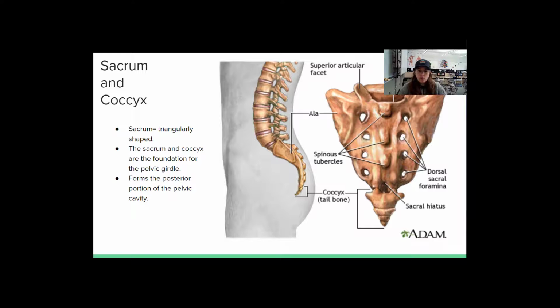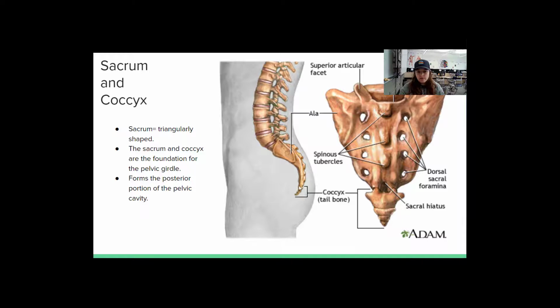Now we're moving even more inferior to the sacrum and the coccyx. The sacrum, as you can see, is triangularly shaped, and the sacrum plus the coccyx form the foundation for the pelvic girdle. It forms the posterior portion of the pelvic cavity as well. And you can see when we are talking about infant bone amount in their vertebral column, each of these little sections would be distinct and separated, and each of these sections on the coccyx would also be separated. But as the infant ages, the bones all fuse together to form a nice cohesive unit.